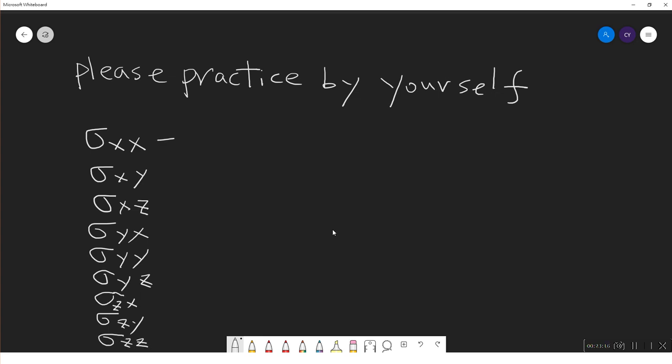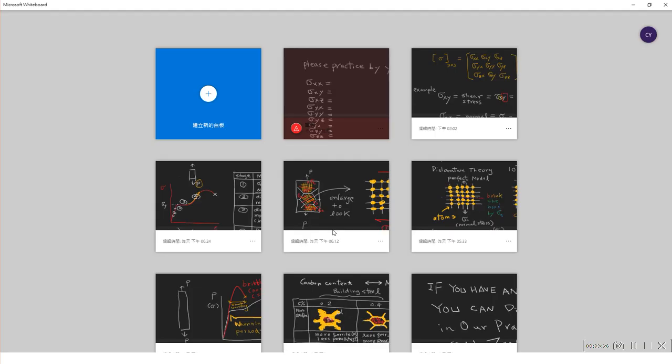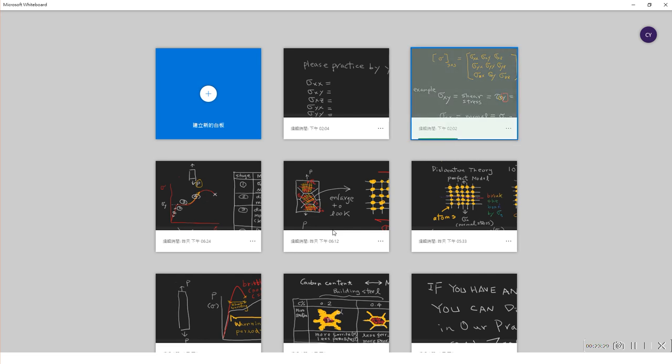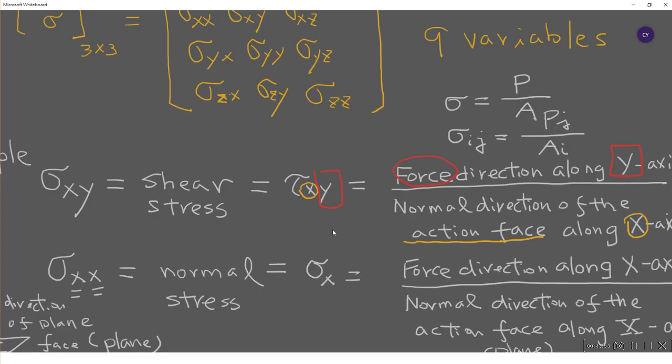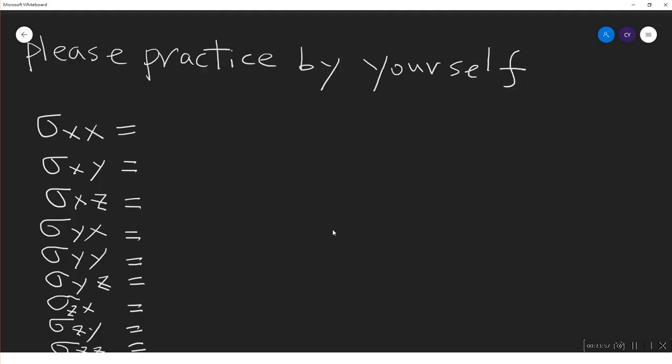Please, everybody, write down by yourself in the format like this. Everybody, you should write down the nine variables and follow this format, and this becomes your practice. Everybody should write down the 9 for me during the practice time.